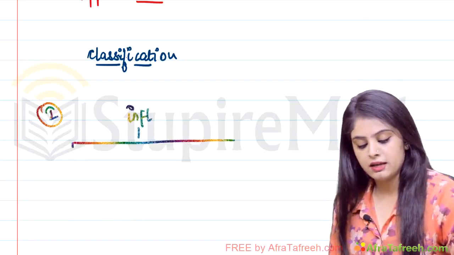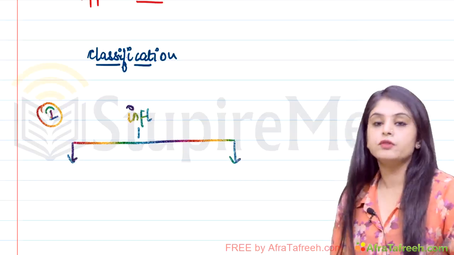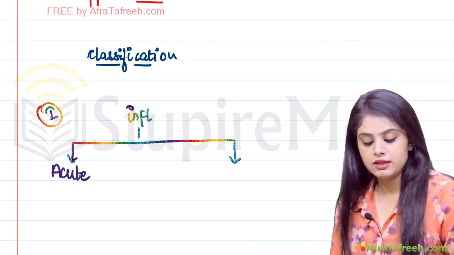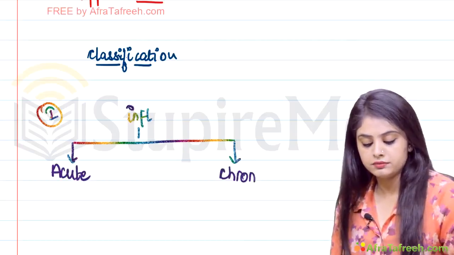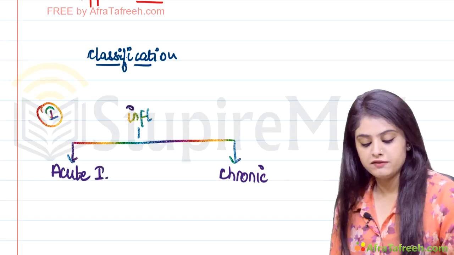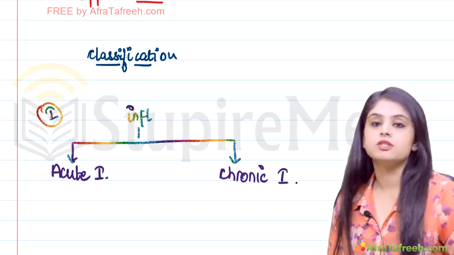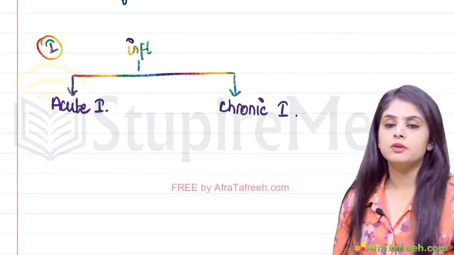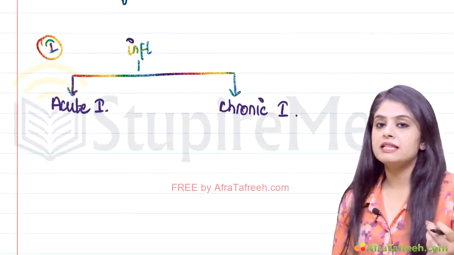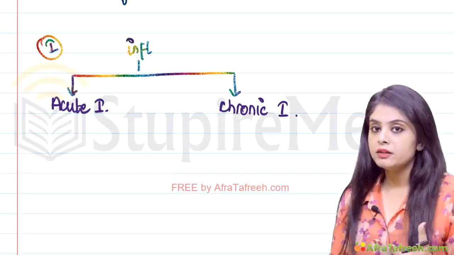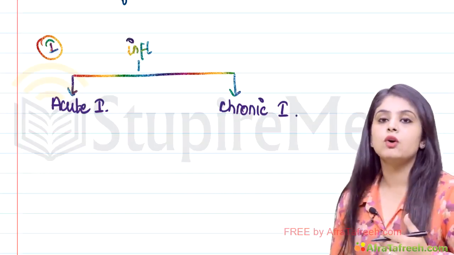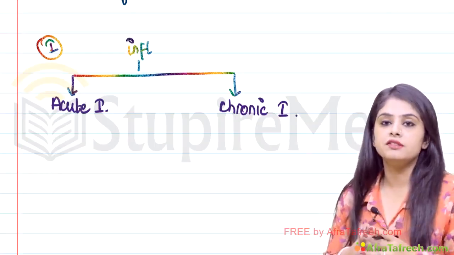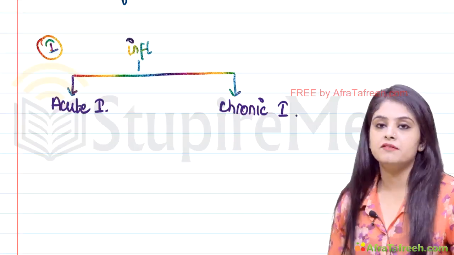Now the first type of classification is going to classify inflammation into two categories. And what are those two categories? Those two categories are going to be acute and chronic. So we have acute inflammation and chronic inflammation. Now students, just from the basic understanding of the language, acute means something that is quick and chronic means something that is more prolonged and is more delayed. So just if you know the meaning of these terms, you also know what is happening in inflammation.